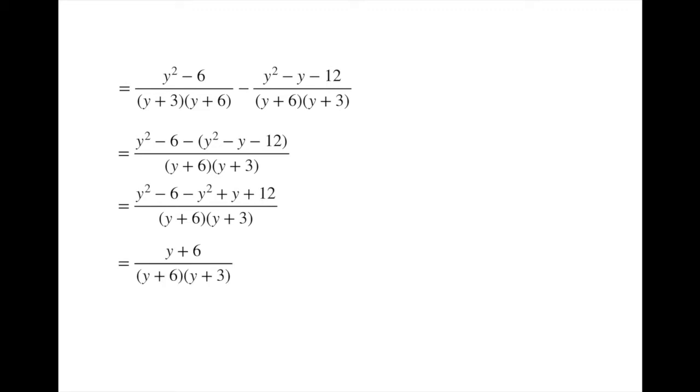And then we want to simplify the numerator. y squared minus y squared is 0. What's remaining is just y. Minus 6 plus 12 is 6, so y plus 6. And we see a common factor of y plus 6 up and down here. So we can cancel them. What's remaining is 1. Okay, remember here, even though they get canceled, there should be a 1 here. So 1 over y plus 3. So that's the final result.